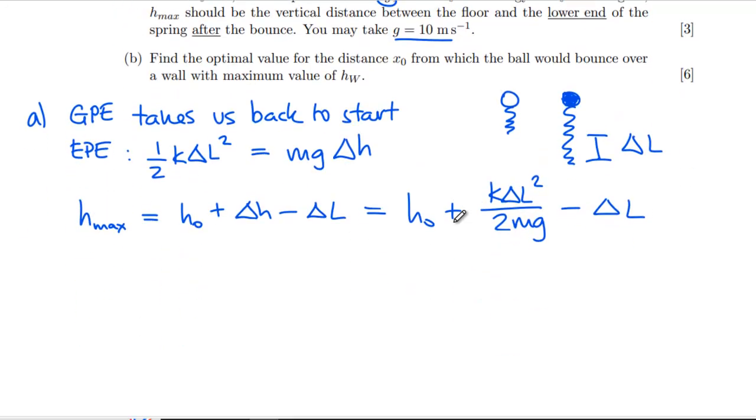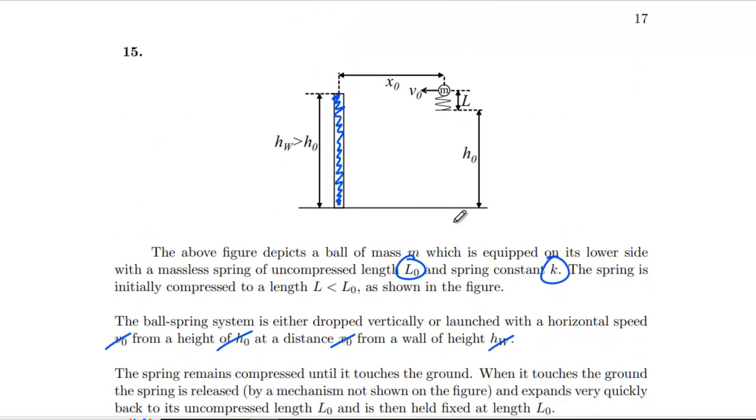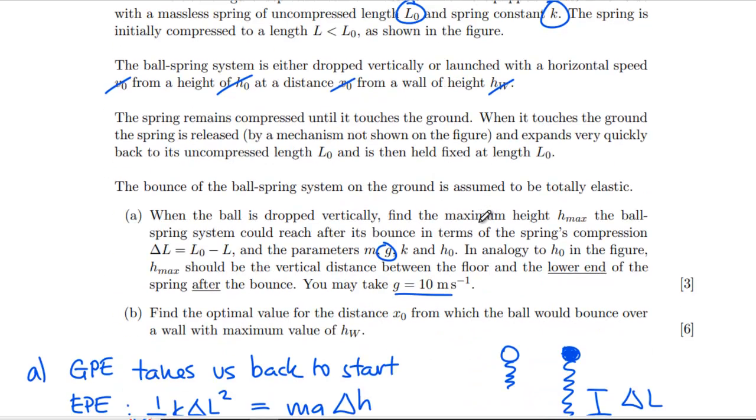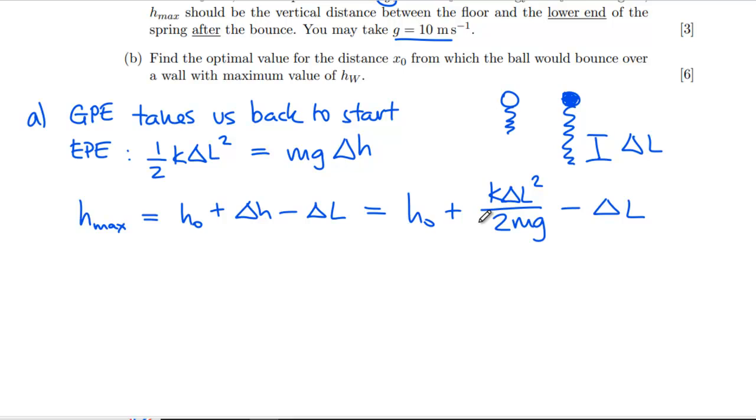Part B, find the optimal value for the distance x0 from which the ball would bounce over a wall with maximum value of HW. Right, okay, so what are we doing here? The ball is coming down, hitting the ground, and bouncing up. We want to get that at the peak of the next peak. So that's going to be our H max we're going to want there, aren't we? That'd be our H max. Unless we've got anything to go on with spring lengths, but let's put that in tentatively at the moment.